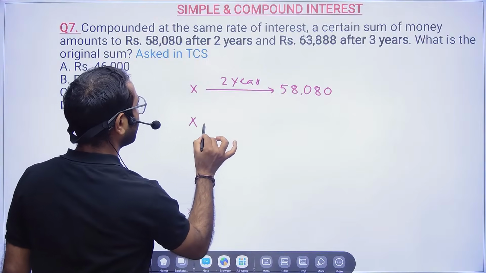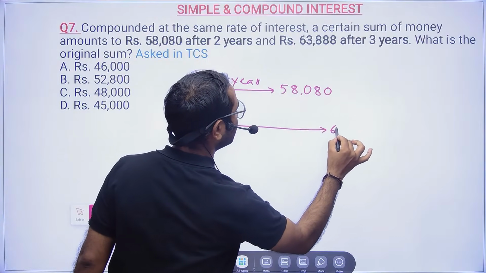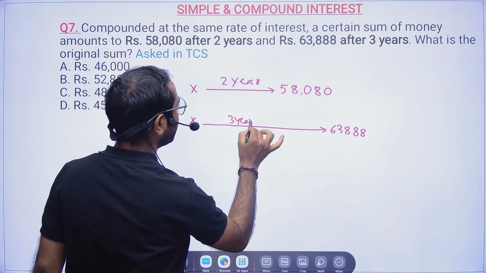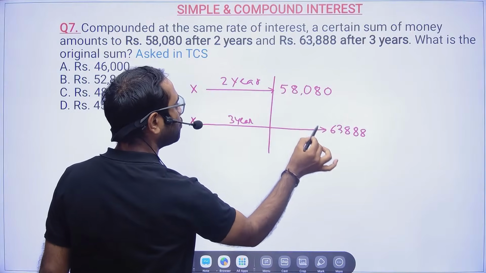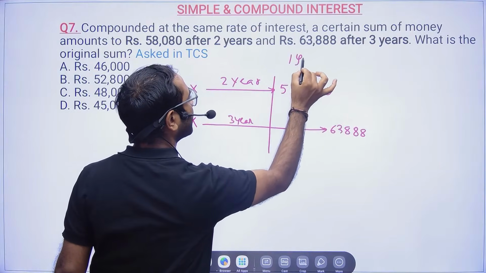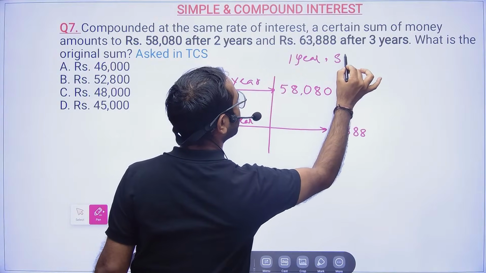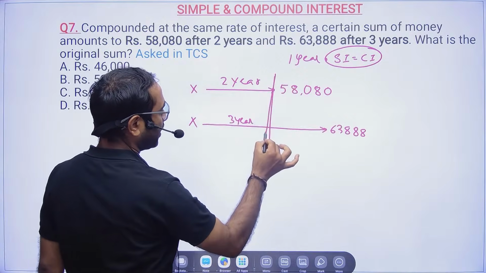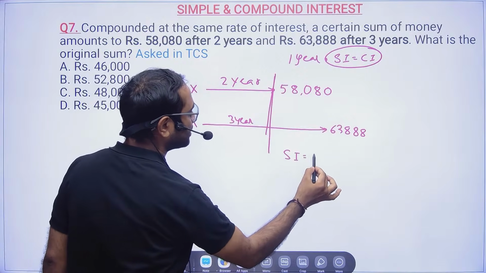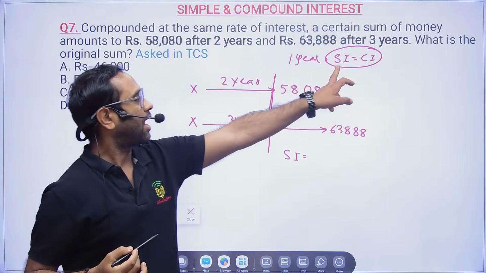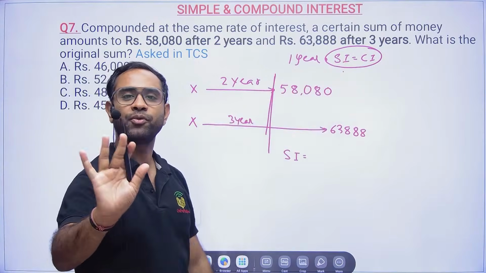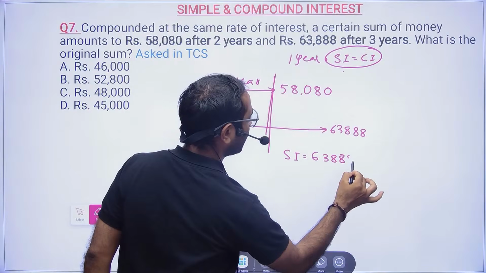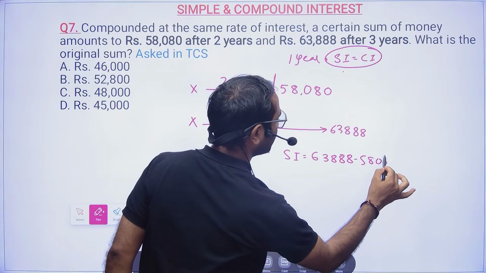And the same thing is becoming 63,888 in 3 years. Okay, one thing you are able to see is the 1 year difference, right? I have already told you, my dear friends, for 1 year, simple interest and compound interest will be the same. Correct? So now in 1 year, what is the interest? I will consider it as simple interest, because either you consider simple or compound, for 1 year it is the same. So for 1 year, what is the interest, sir? 63,888 minus 58,080.